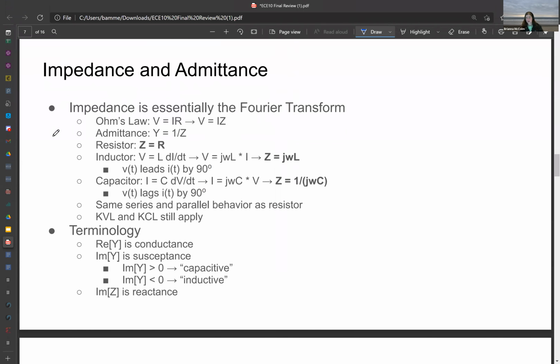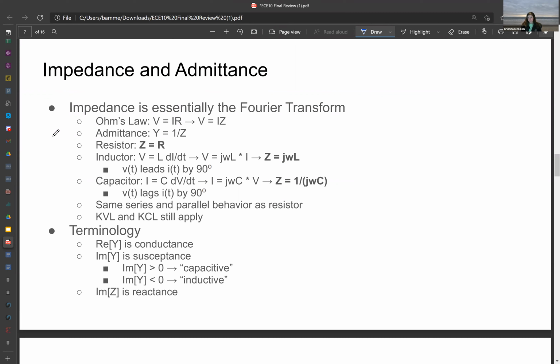So another important topic in this class is impedance and admittance. So impedance and admittance is essentially trying to find a linear relation between the voltage and current across all of the components. So when you have Ohm's law V equals IR, that's a linear relationship. It doesn't have any derivatives. It's very easy to deal with.